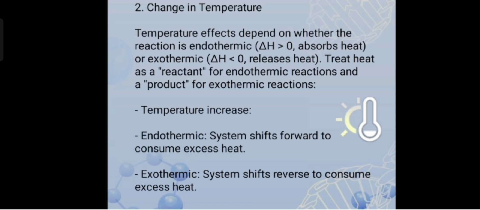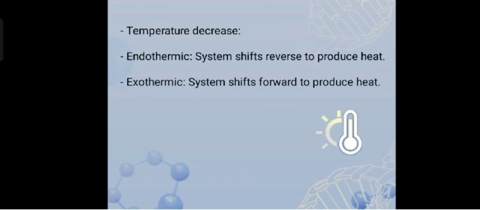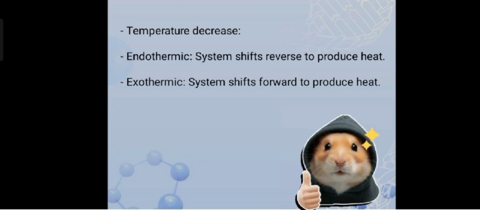Temperature increase. Endothermic: the system shifts forward to consume excess heat. Exothermic: the system shifts reverse to consume excess heat. In temperature decrease, endothermic: the system shifts reverse to produce heat. In exothermic, the system shifts forward to produce heat.